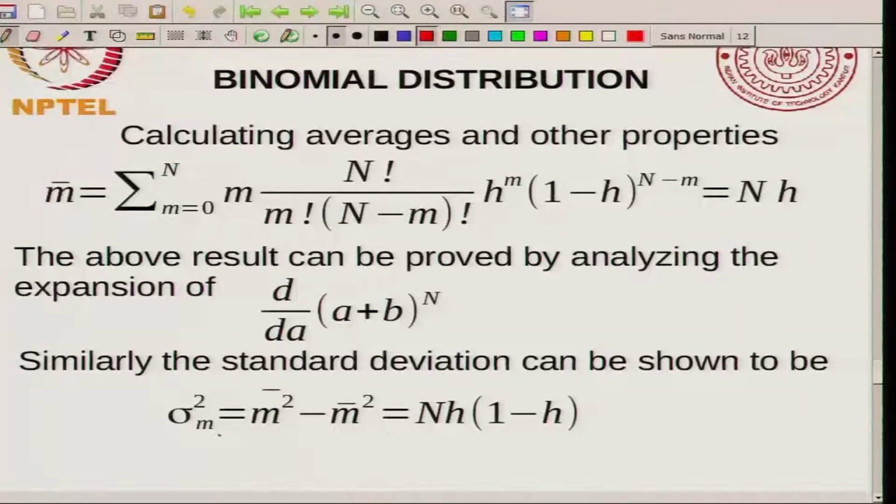The variance is defined as the average of m square. Instead of m you put m square and take the average, then you take the average of m, which is nh, and square it, and you take the difference of those two. You get the square of the standard deviation, and this can be shown to be equal to nh times 1 minus h. Again I leave both these as exercises for you. They are not absolutely simple, but you need to know a few tricks in order to derive them.